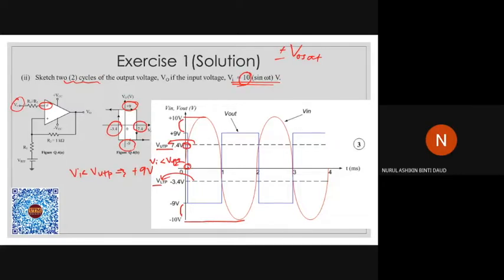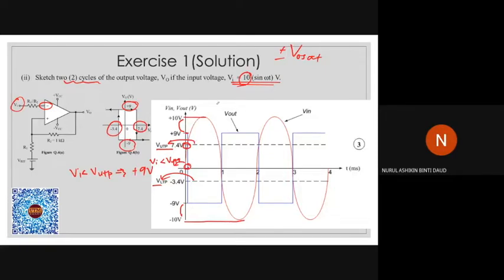Okay, if the input signal is at the minus, so if V input is lesser than V UTP, the output value will be positive 9. So at this interval, it will be positive 9. At this interval, since this is still on the positive side of the input value.